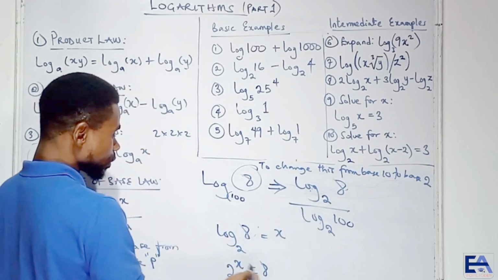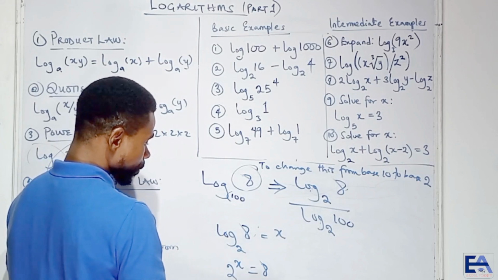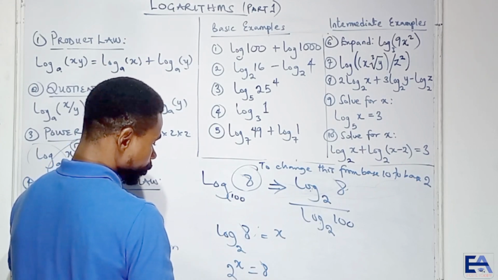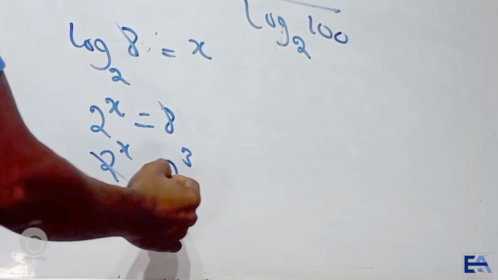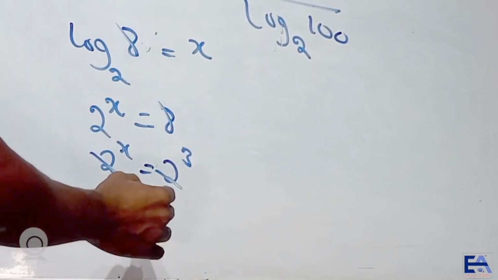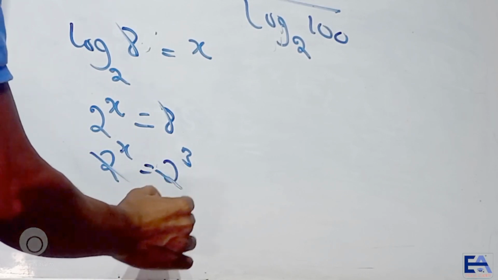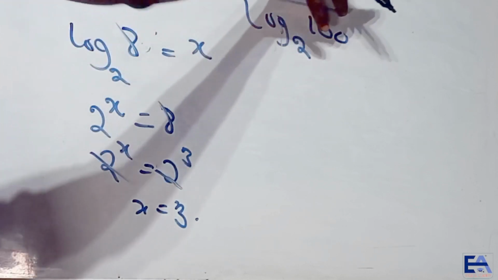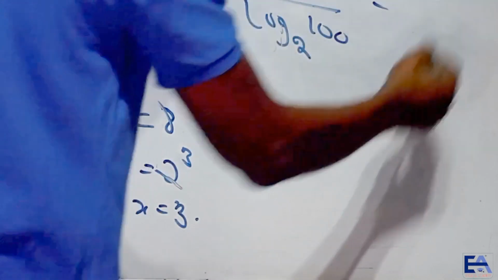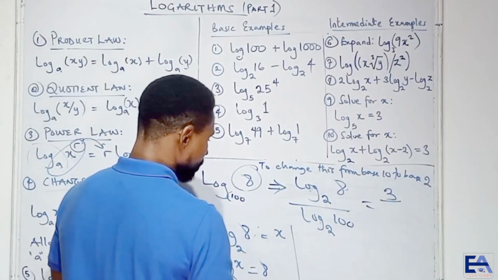So we have 2 raised to power x is equal to 8, which is 2 raised to power 3, okay? At the end of the day, equal base, so equal power. So it means that x is equal to 3. So the answer for the numerator is 3. Then we check out the denominator too.